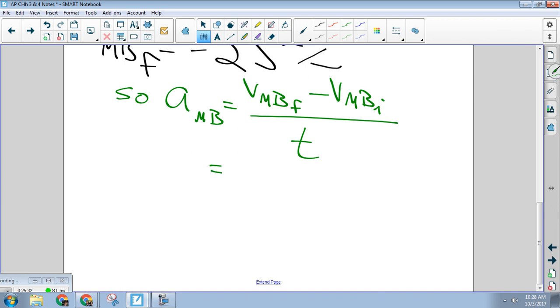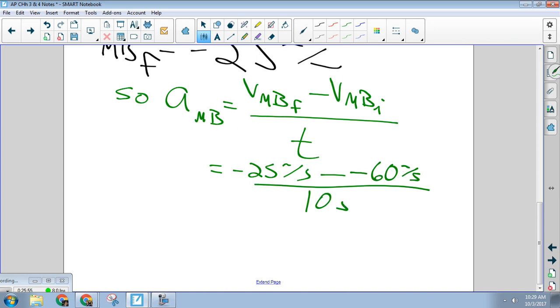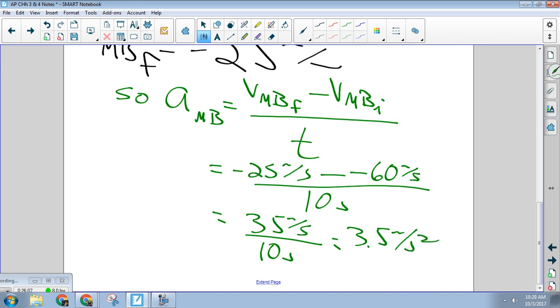I can't see them anymore because they're up there somewhere in limbo. What's the velocity of the motorcycle relative to the bus final? Negative 25 meters a second, right? Minus, what was the velocity of the motorcycle relative to the bus initial? Negative 60, agreed? Yes. All over, what's our time for this to all happen? 10 seconds. What's negative 25 minus negative 60? 35. 35 meters a second all over 10 seconds. What do I get? 3.5 meters per second squared.